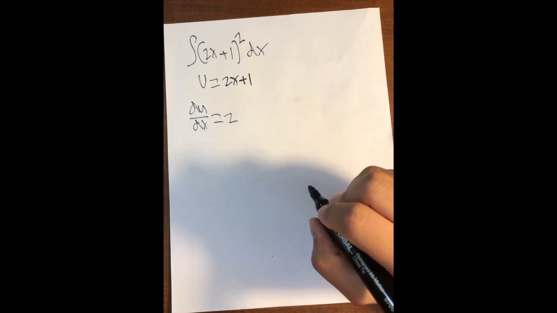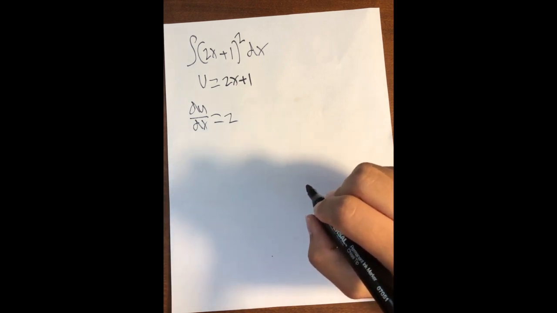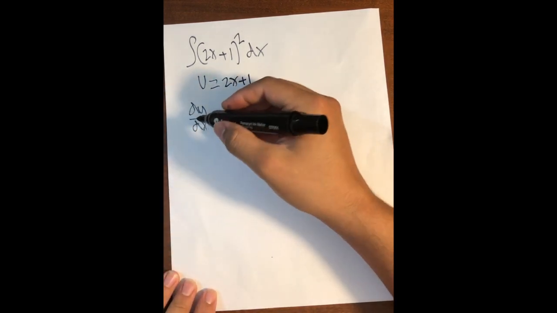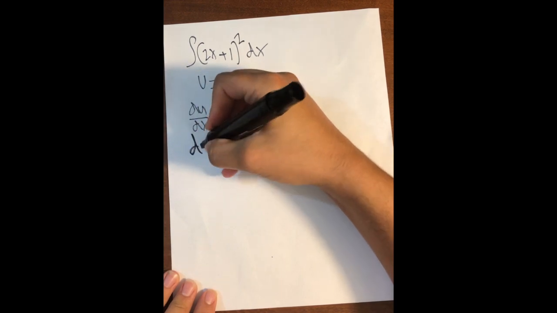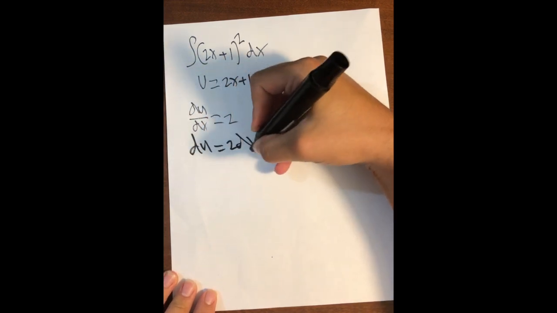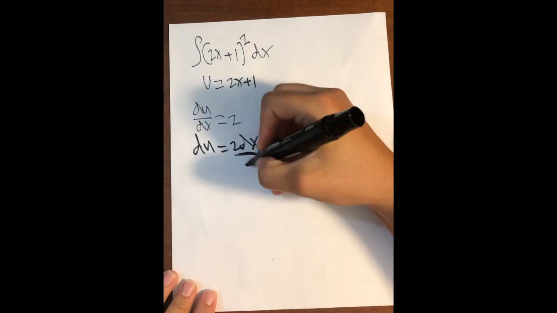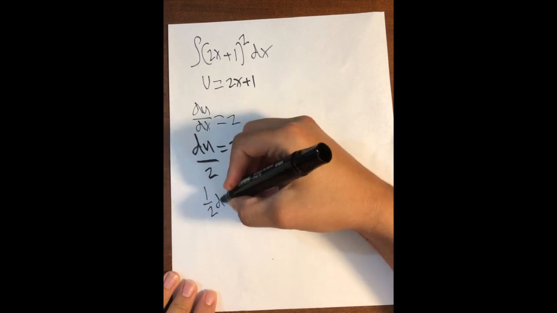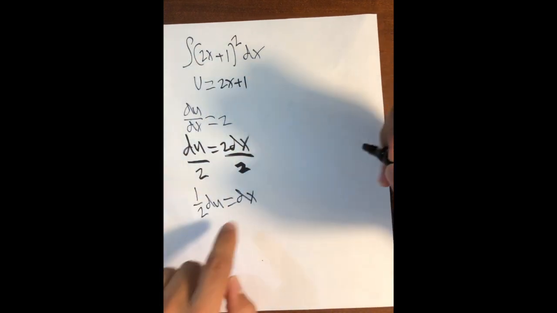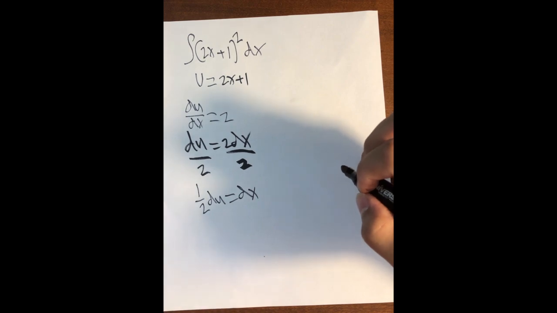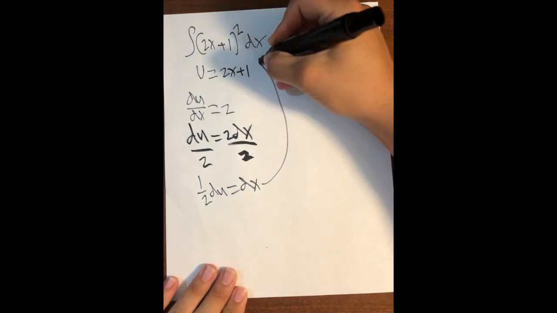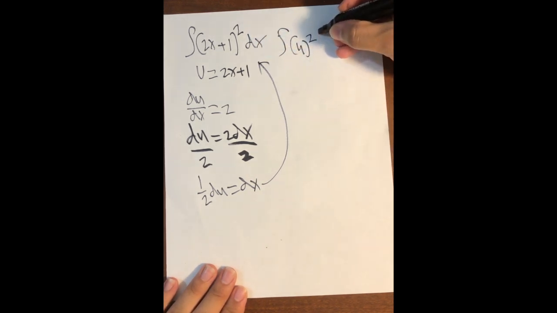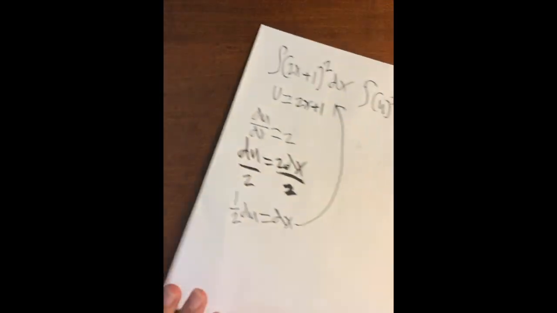Okay? So now we have to put dx into terms of u. We multiply by dx, and we get du is equal to 2 dx. Then we divide by 2, and so we get 1/2 du is equal to dx. So now we have dx in terms of du. Once we get that, we can put it back into the original equation, and we get the integral of u squared times 1/2 du. Very simple stuff.